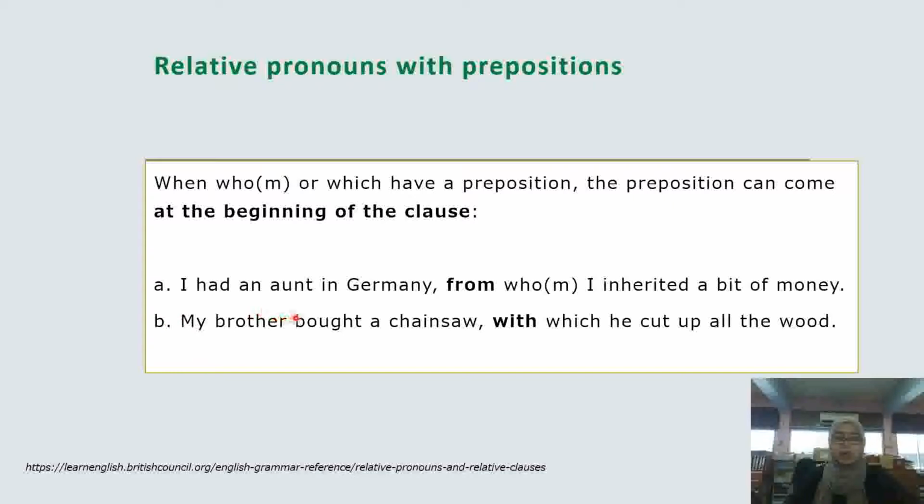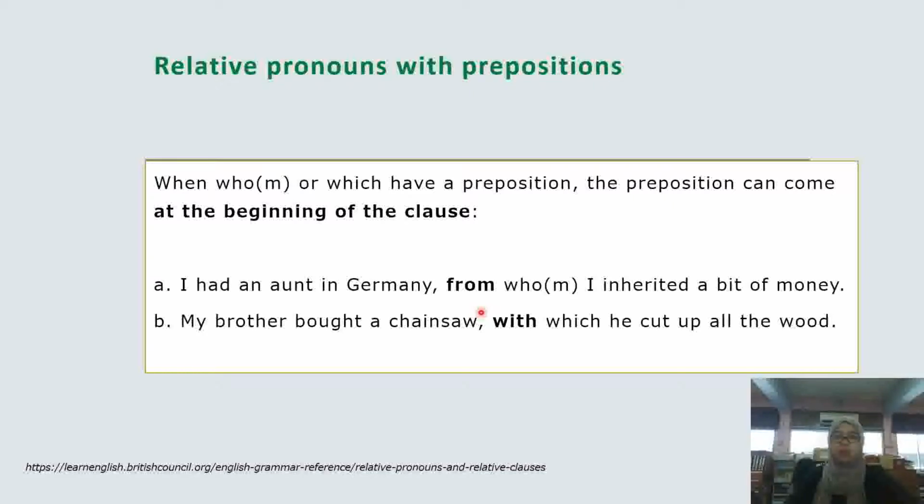I had an aunt in Germany, from whom I inherited a bit of money. So from is the preposition, and whom is the relative pronoun. You see here the word from is the preposition. It appears at the beginning of the clause.